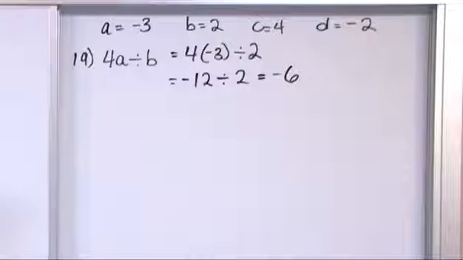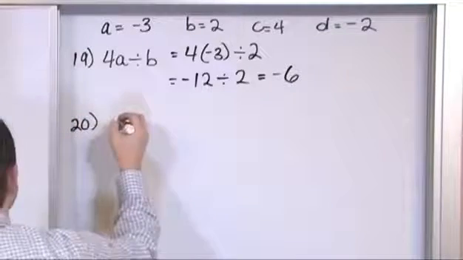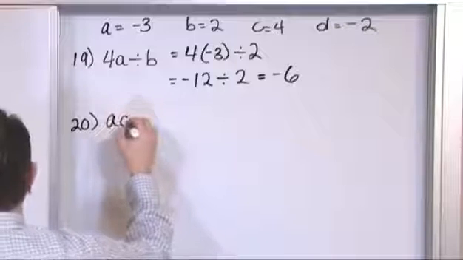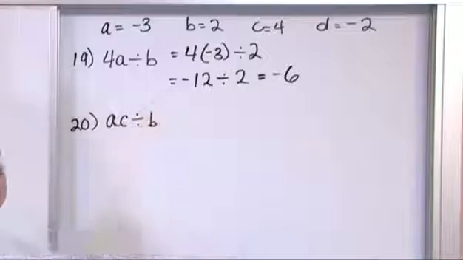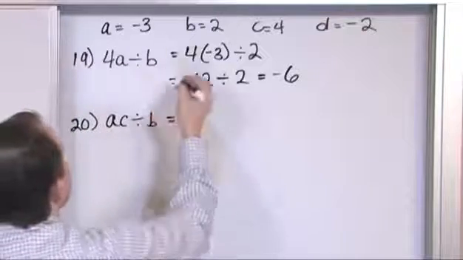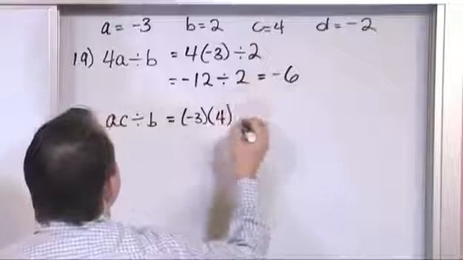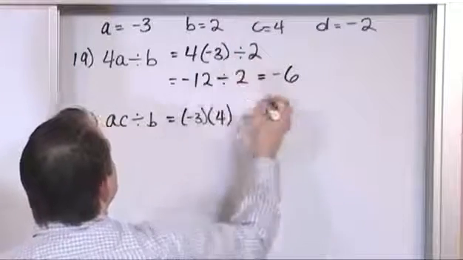So you're going to get a negative 6 there. Now let's say we have something a little bit different. A times C divided by B. So it's really almost the same thing. You have A times C divided by B, so let's plug in what we have. A is negative 3, C is positive 4, and B is 2.